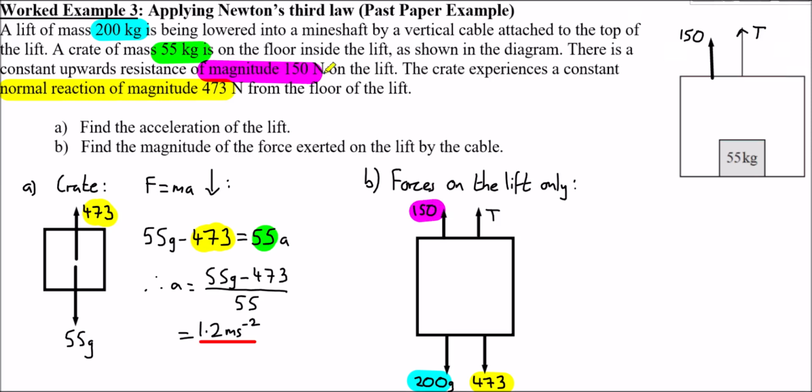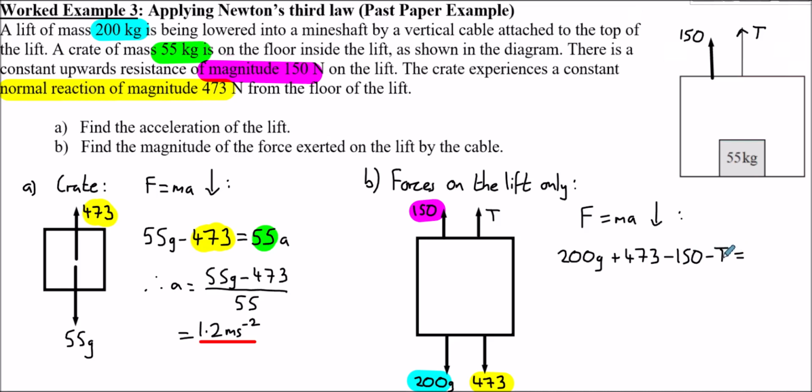So now we can apply F equals ma on the lift going downwards. So F equals ma in the down direction. The overall force going down is the sum of the downwards forces. So we've got 200g plus 473. Acting opposite the motion, going up, we subtract these forces. So subtract 150, and we subtract T. And that'll equal the mass of the lift multiplied by the acceleration of the lift.